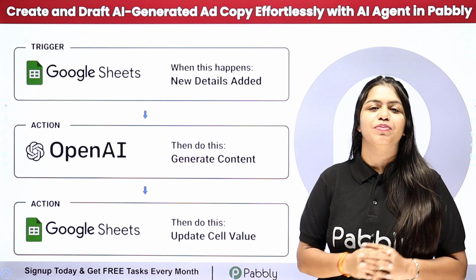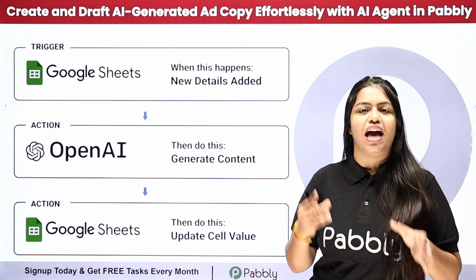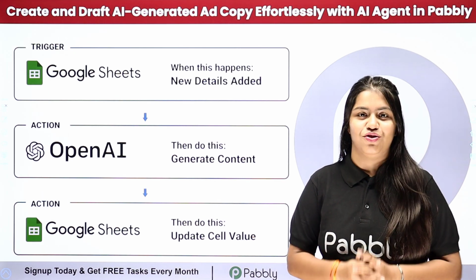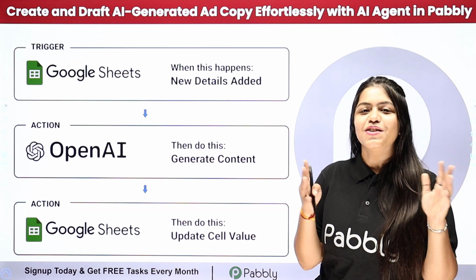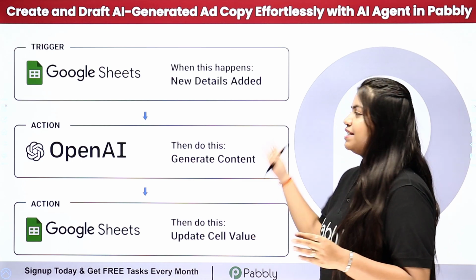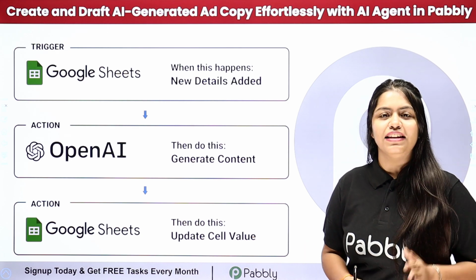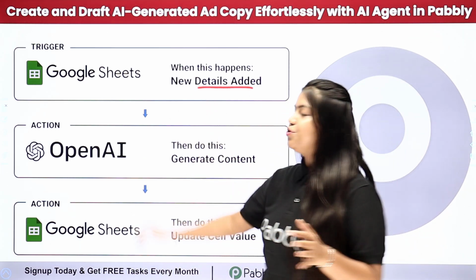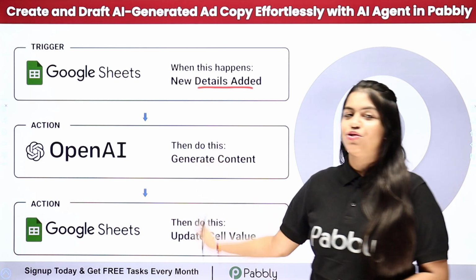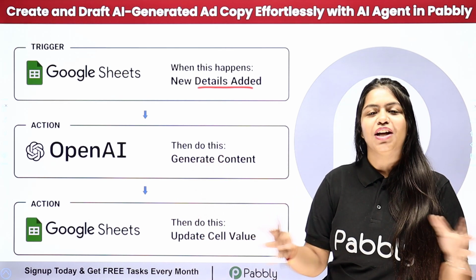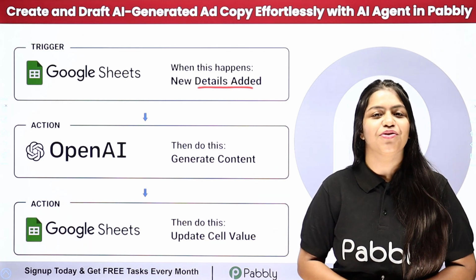So over here I'm a social media manager of a skincare brand, and we used to regularly create and draft the ad copies manually in our spreadsheet. But this was such a time consuming and tedious process. So to solve this problem, I've simply created this automation where as soon as I add the details of my ads in my Google Sheets, automatically my AI agent, which is OpenAI, is going to generate the ad copy. And further, I'm just going to add that ad copy back again into my Google Sheets for my team to review it.